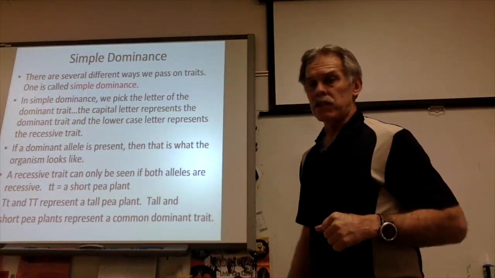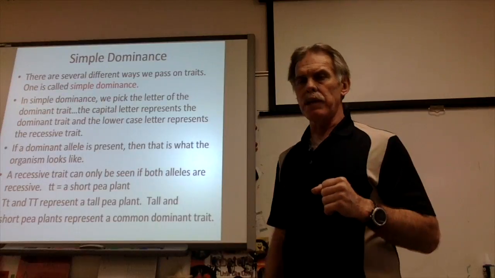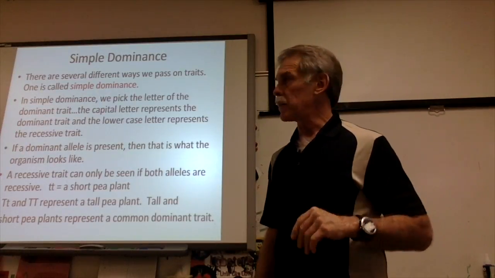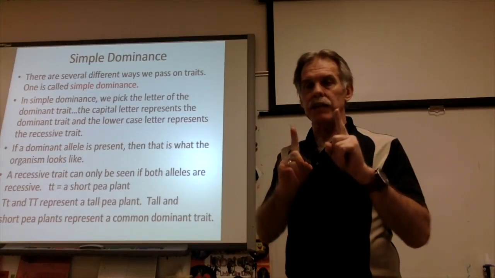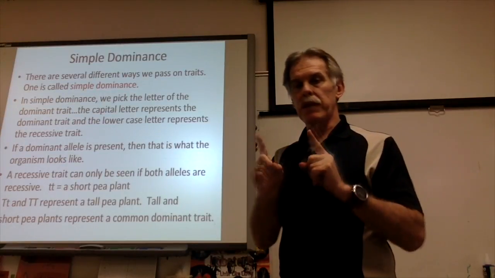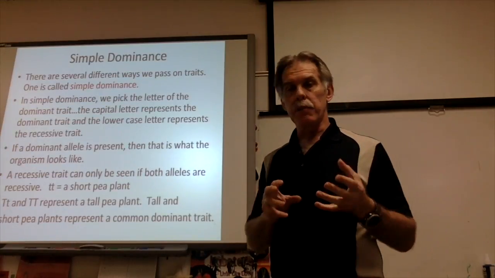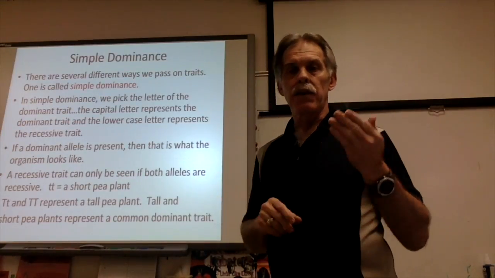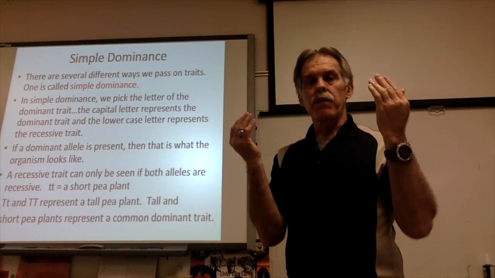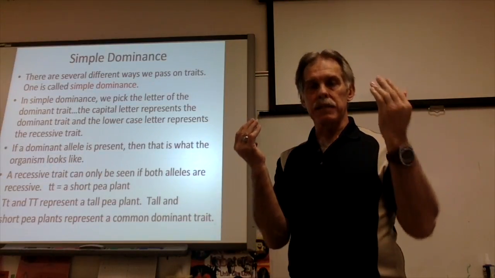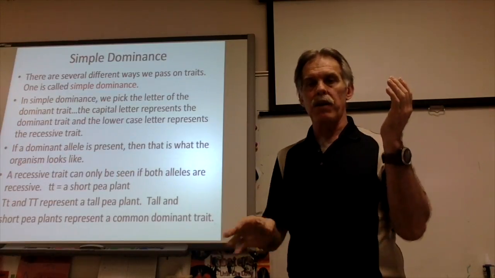So we're going to talk about simple dominance first. There are a couple other types of dominance, incomplete and codominance, that we'll talk about later. But whenever there is a dominant trait and a recessive, we call this complete dominance or simple dominance. And in simple or complete dominance, there's a dominant allele and a recessive. If you have or possess the dominant allele, you show that trait. That's it. It doesn't matter what the other one is.